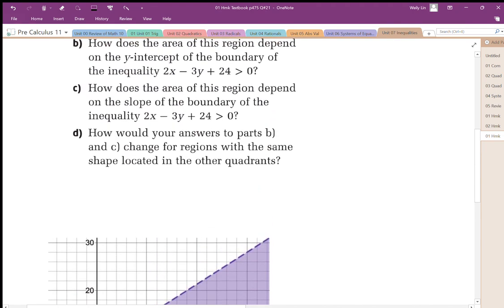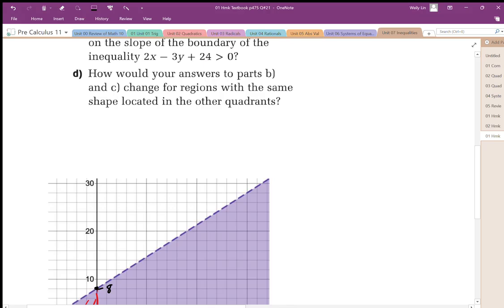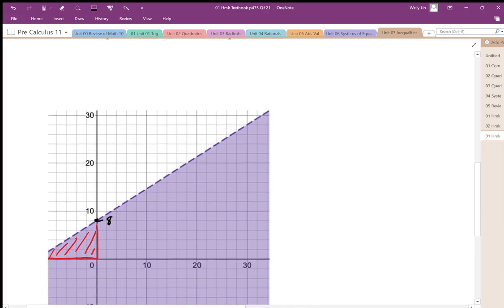It says, how does the area of the region depend on the slope of the boundary of the inequality? Well, the slope gives us the slope of this line, the boundary line. And then D says, how would your answers for B and C change for the regions with the same shape located in the other quadrants?